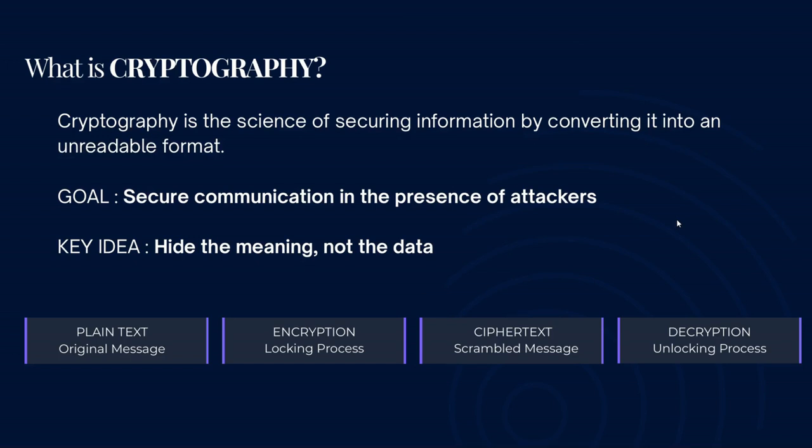So now, how do we solve this problem? The answer is cryptography. Cryptography is the science of securing information by converting it into an unreadable format. In simple terms, it takes a normal message and turns it into a secret code. The main goal is very important: to ensure secure communication even when attackers are present. Now remember this key idea: cryptography doesn't hide data, it hides its meaning.